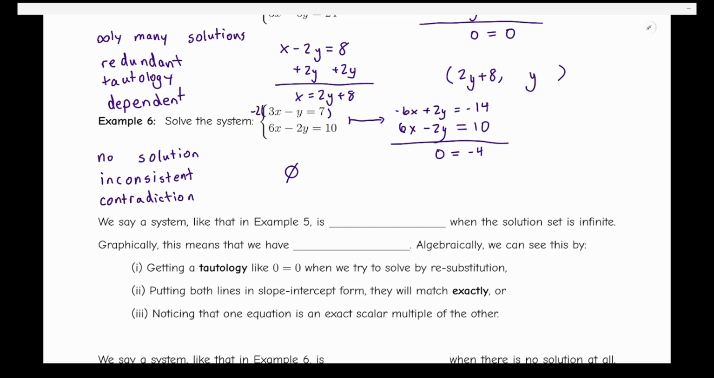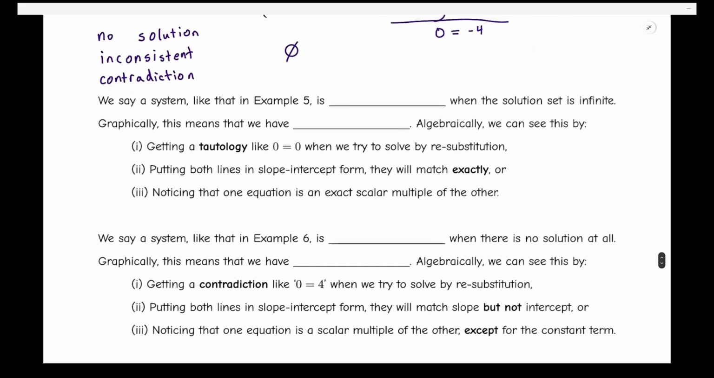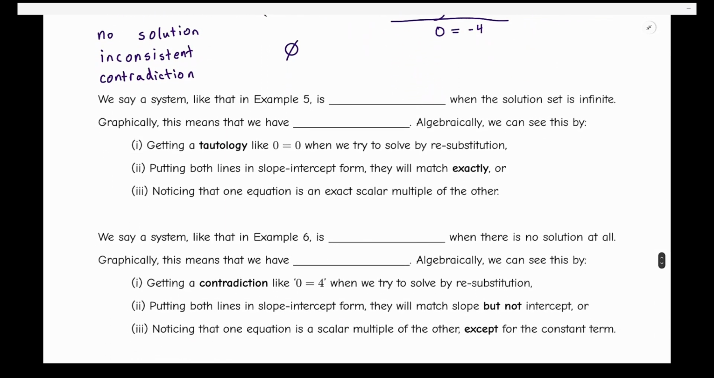So that's how you deal with redundant and inconsistent systems. And this is just going to go through the same terminology I just said. So we say a system like that in example 5 is redundant when the solution set is infinite. Graphically this means that we have the same line. Algebraically, we can see this by getting a tautology, like 0 equals 0, when we try to solve by substitution.